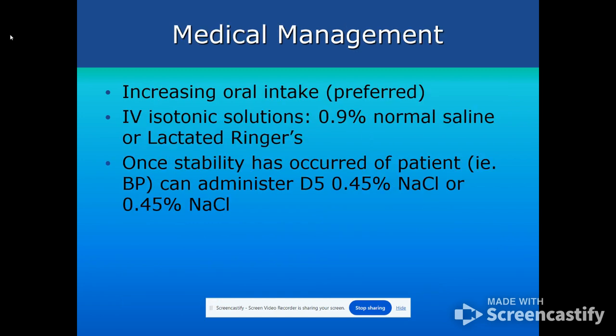So what can we do for this? We can obviously have them increase their oral intake. That is the preferred thing. If they're able to drink and swallow appropriately, we want them to be able to do that.